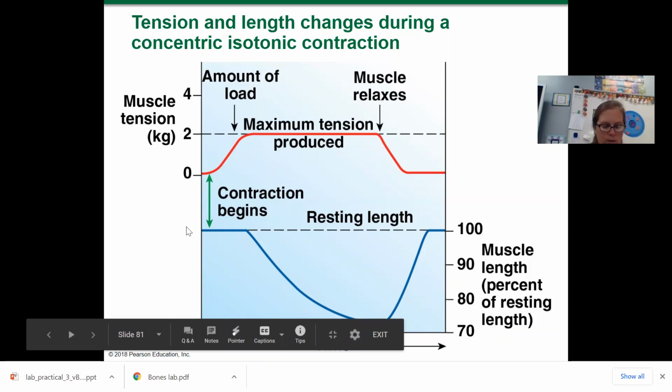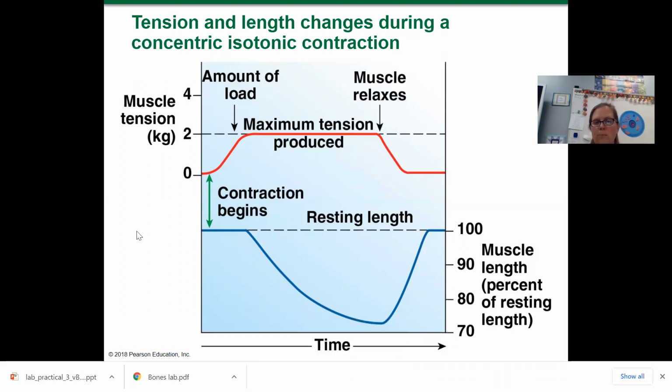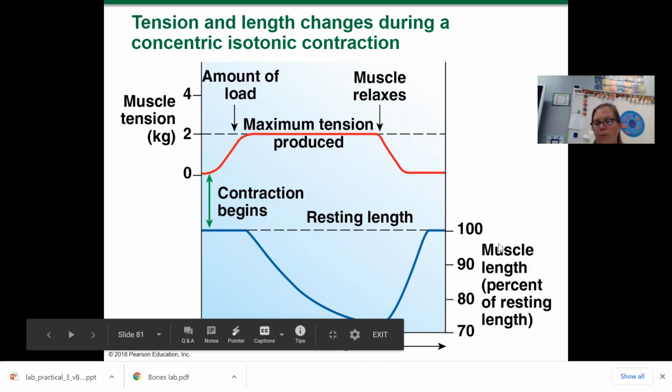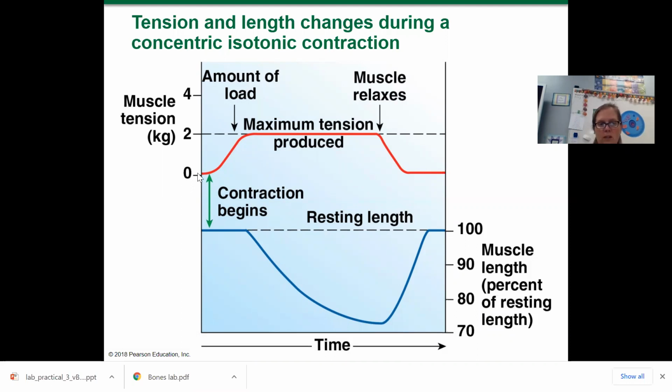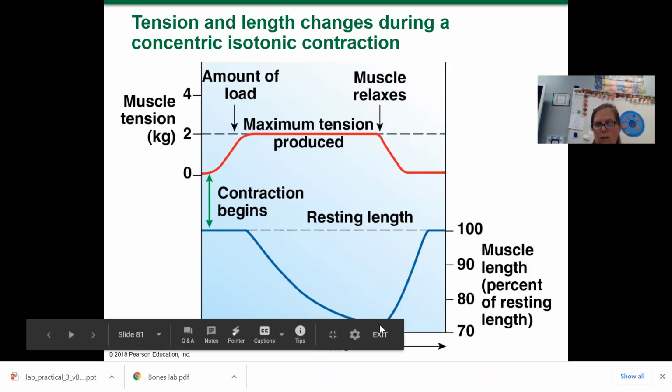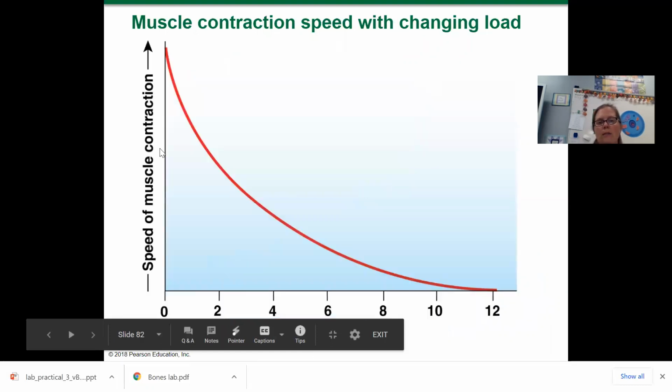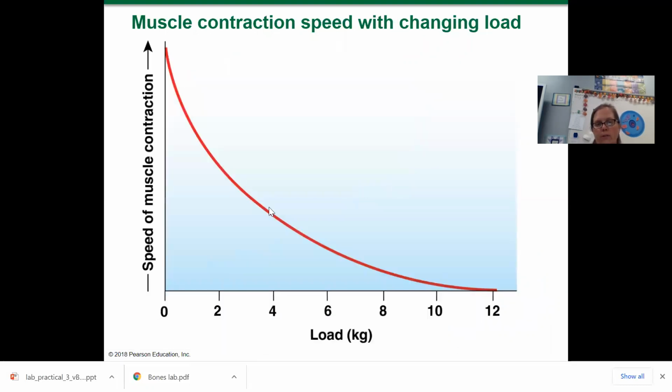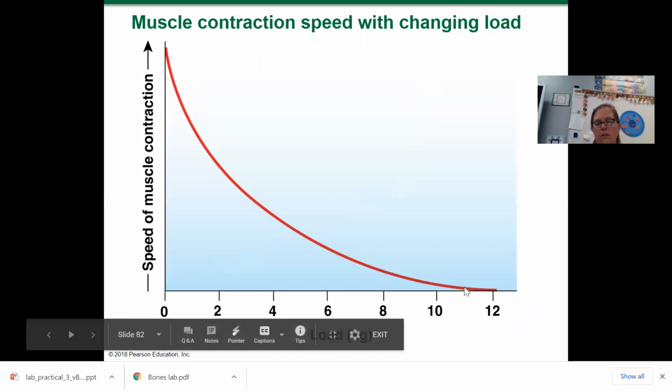The blue line is showing the length of the muscle. So at this green point is where the contraction begins, and we see our constant contraction, and then this maximum tension produced, you can see that's where the muscle shortens. That's this dip here in the blue line. And the speed kind of decreases as the load increases.